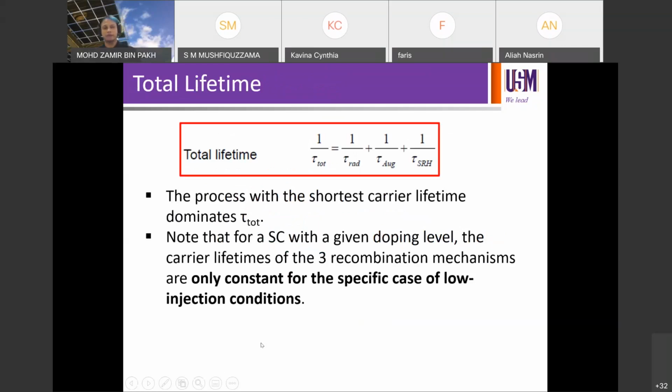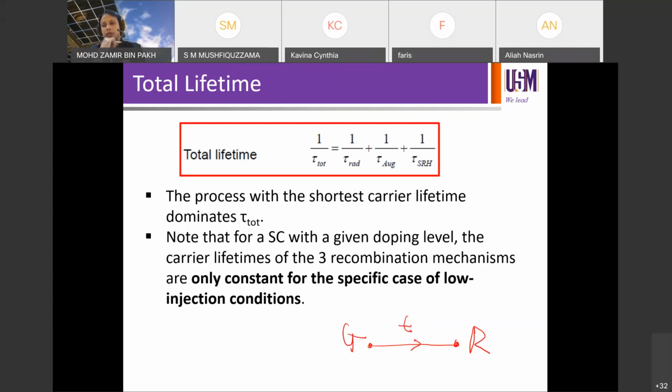So now let's look at lifetime. Total lifetime is related to the lifetime of carriers, right? The moment you generate your carriers, you want to know how long does the carrier survive? Okay, how long in terms of time? So the total lifetime. If you want to describe lifetime, it's the duration between generation and recombination. Okay, this to this in terms of time.